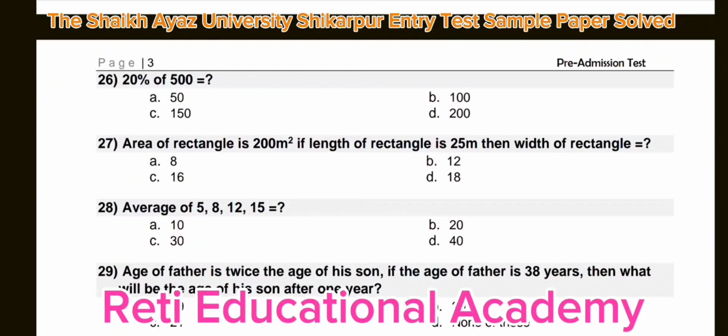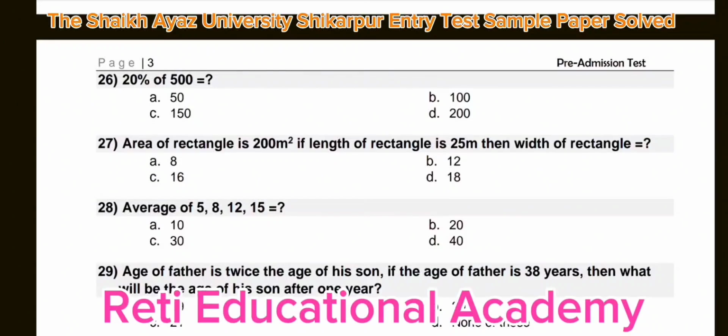Question number 27. The area of a rectangle is 200 meters. If the length of the rectangle is 25 meters, then the width of the rectangle is... the formula of a rectangle is length into width. So you have to divide 200 by 25, it will be 8. So 8 is the width of the rectangle. Option A is correct.